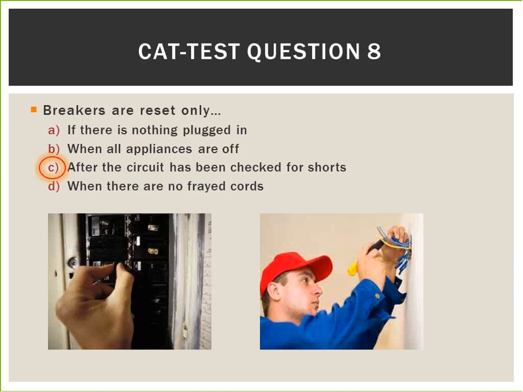Answers A and B are not necessary in every situation and therefore are not the best choices. Answer D is surely desirable, but may not be the reason for the breaker tripping and is therefore not pertinent to the question and not the best answer.